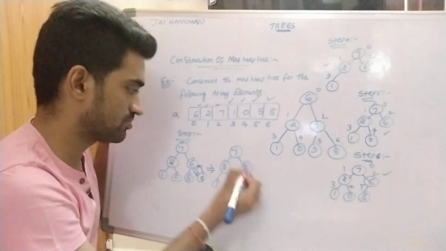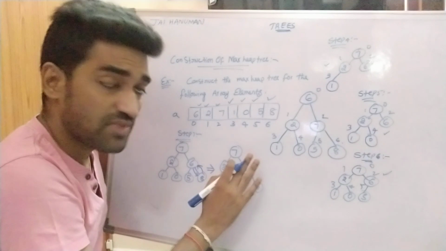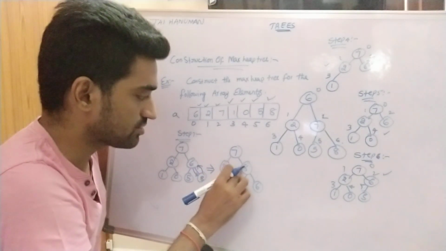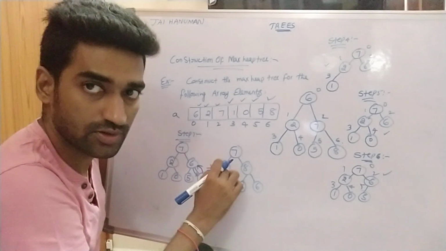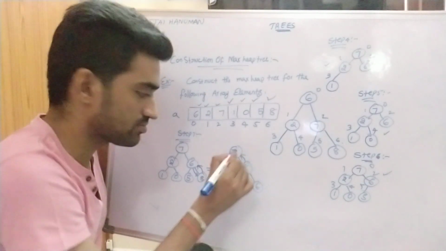Again we are checking whether this tree satisfies the max heap tree property or not. What are the children nodes for 7? 2, 8. So 8 is greater than the root node 7, so we apply the swapping procedure between these two nodes.